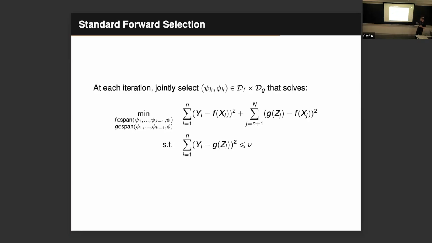Okay, so the problem with this though is that you have to search over the joint dictionaries. The complexity of this algorithm scales multiplicatively in the dictionary size, so you have to do this joint optimization.